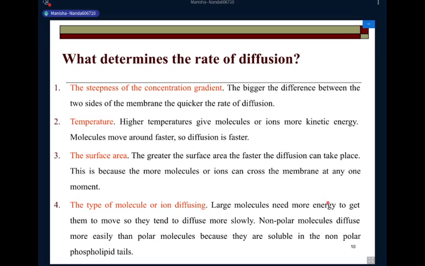It is seen that large molecules need more energy to get them to move, so they tend to diffuse more slowly. Larger molecules face more friction, so they cross the lipid bilayer slowly as compared to non-polar molecules which are small in size. They easily cross the lipid bilayer. So all these factors, that is the steepness of the concentration gradient, the temperature, the surface area of the membrane, and the type of molecule or ion diffusing, determine the rate of diffusion.